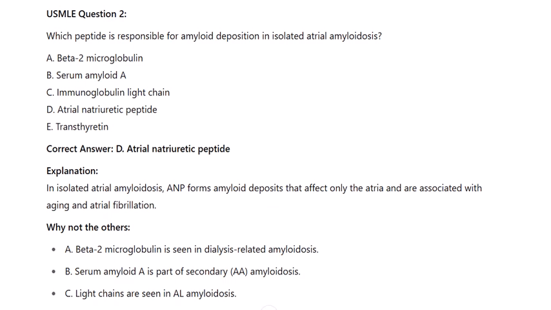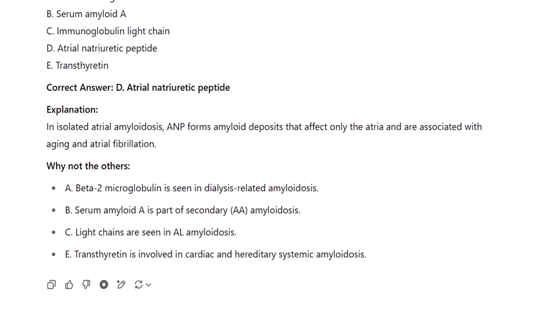Atrial natriuretic peptide. Explanation. In isolated atrial amyloidosis, ANP forms amyloid deposits that affect only the atria and are associated with aging and atrial fibrillation. Why not the others? A. Beta-2 microglobulin is seen in dialysis-related amyloidosis. B. Serum amyloid A is part of secondary AA amyloidosis. C. Light chains are seen in AL amyloidosis. E. Transthyretin is involved in cardiac and hereditary systemic amyloidosis.